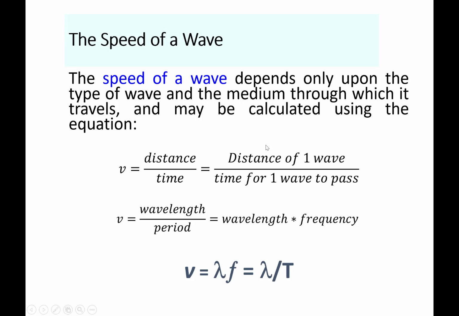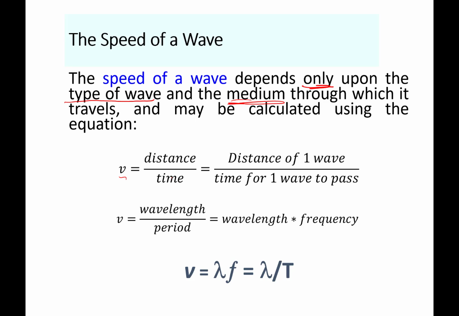Now this is a really important note about waves. The speed of a wave depends only upon the type of wave and the medium through which the wave travels. That means it doesn't matter how fast you oscillate a string, as long as it's the same tension string and the same string, that wave's always going to travel at the same speed. Wavelength doesn't affect it, frequency doesn't affect it.